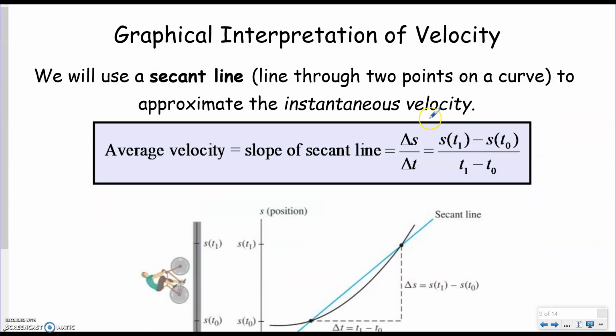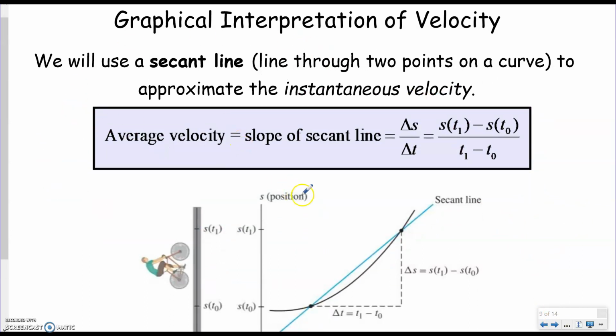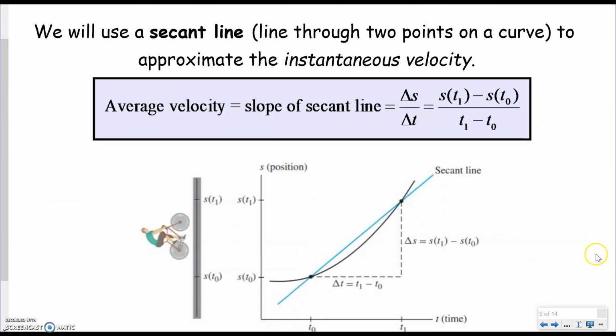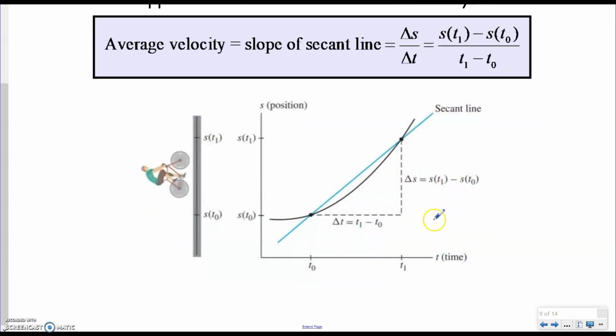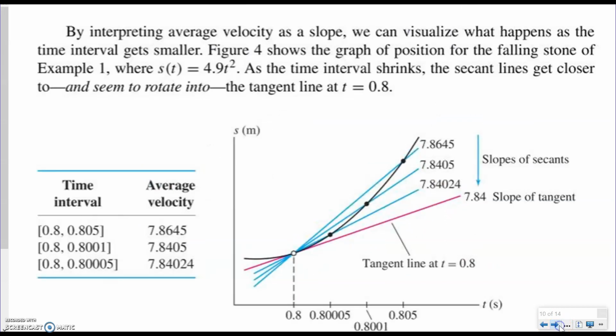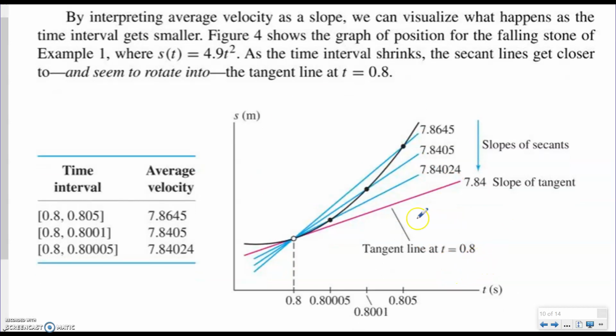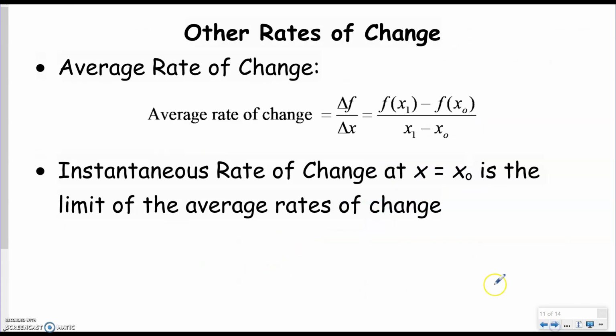Okay, graphical interpretation of velocity. We're going to use the secant line, which is really what we just did. We found from here to here to approximate the instantaneous velocity. And as we make sure that is closer and closer to that tangent line, notice we shift these down, we end up getting our answer. So this graph actually represents the curve that we were just talking about.